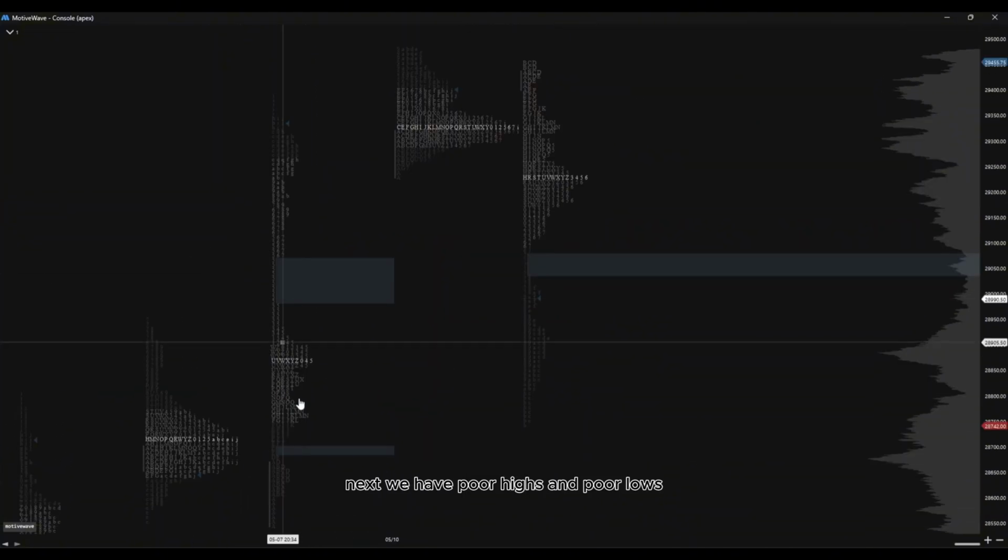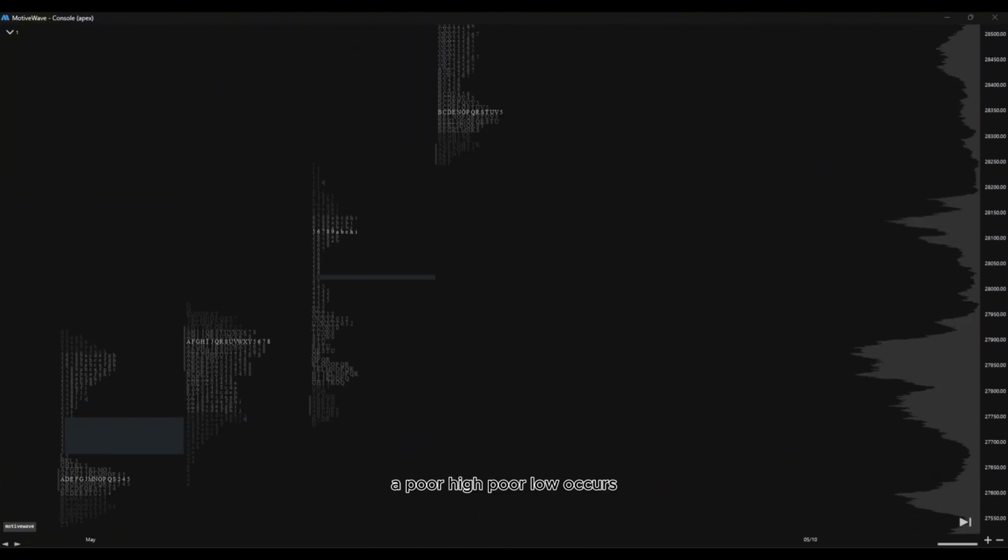Next, we have poor highs and poor lows. A poor high or low occurs when only a single TPO period appears at the extreme of a profile. Unlike excess, where two or more single prints form a clear tail indicating strong opposing activity, a poor extreme reflects a weak or absent response because the auction was not firmly rejected at that level. The market is likely to return and retest it. Poor highs and poor lows represent unfinished business.